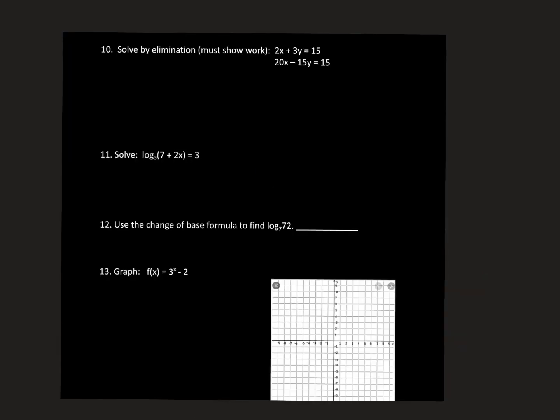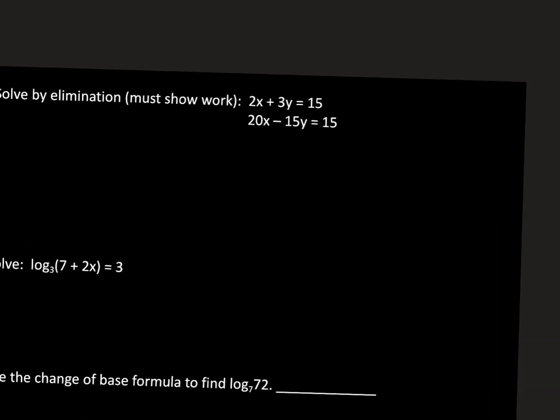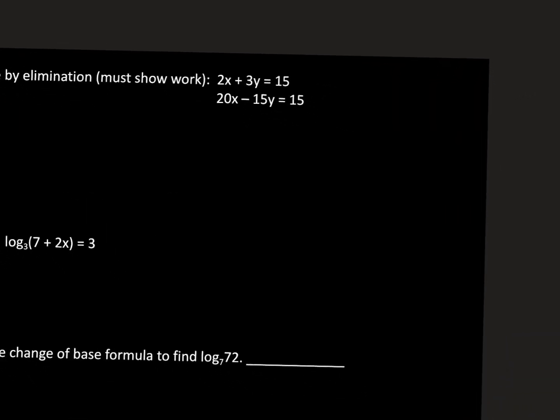Number 10, solve by elimination. You must show work again. So you can eliminate, you can make either the x's or the y's go away. I'm going to go with the y's because this is a lot easier. I'm gonna multiply the top row by 5 because that's gonna give me a positive 15y. So I'm gonna get 10x plus 15y equals 75. My second row is 20x minus 15y is 15.